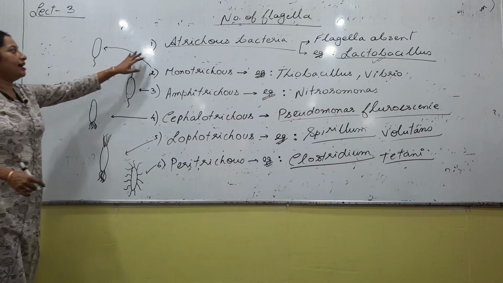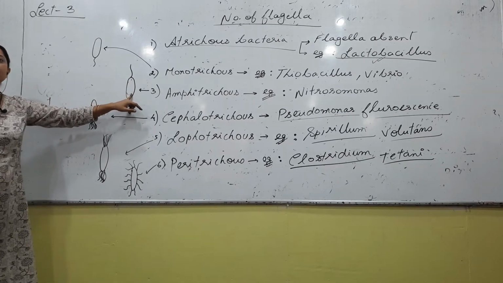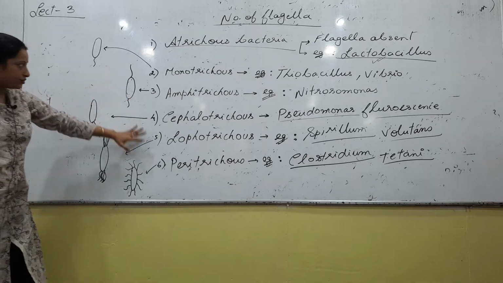Atrichous, we understand that it does not have flagella. Why are we drawing this shape? Because we know bacillus is the most common one, right? So we are talking about a rod shape. So let's go for the explanation.